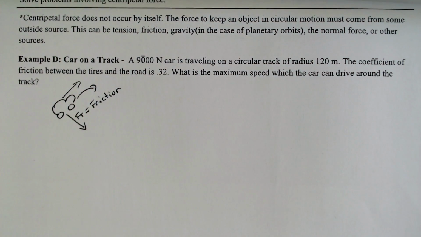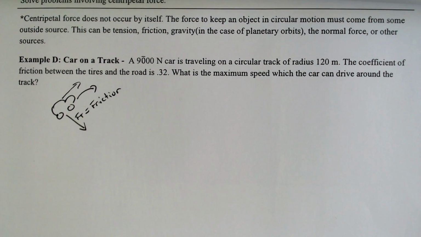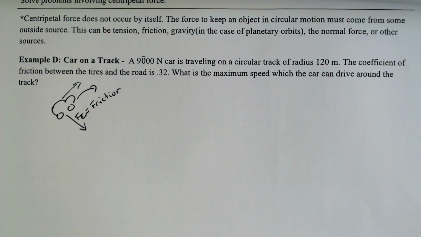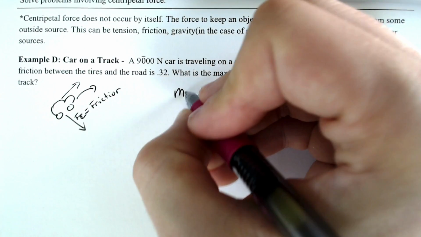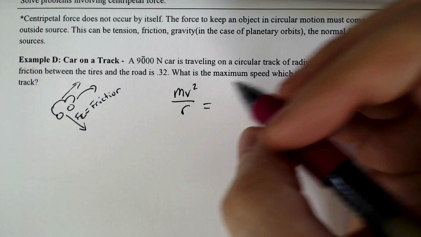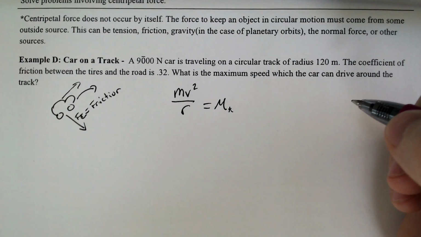Without friction, you would not be pulled inward, because your tires are sticking to the road. It allows you to do that circular motion. So that tells you that the force of centripetal acceleration is the force of friction. That's very important, because that means that mv squared over r would be equal to the kinetic friction or static friction.